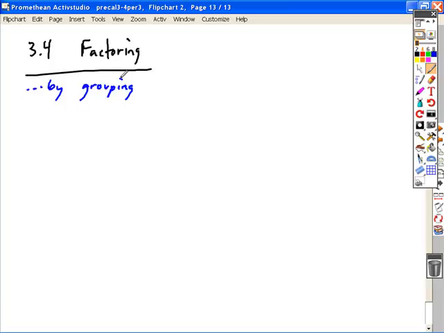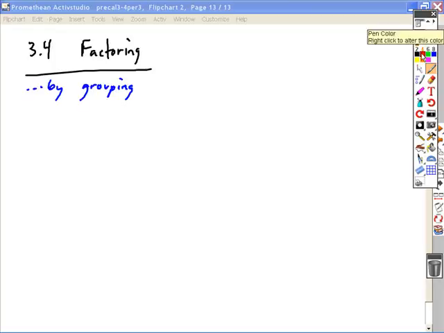At factoring by grouping. Okay, so this is something that you may not have done yet all that much. It's based on a little bit of one of the sample problems that I went through and told you we'd be addressing it later.